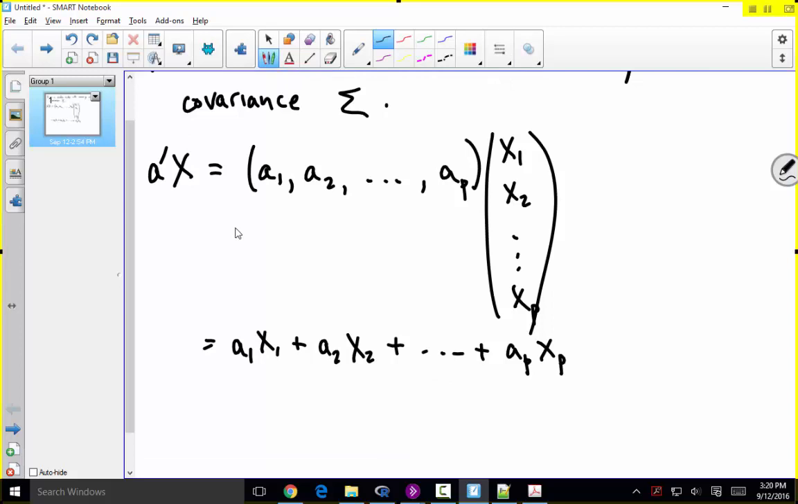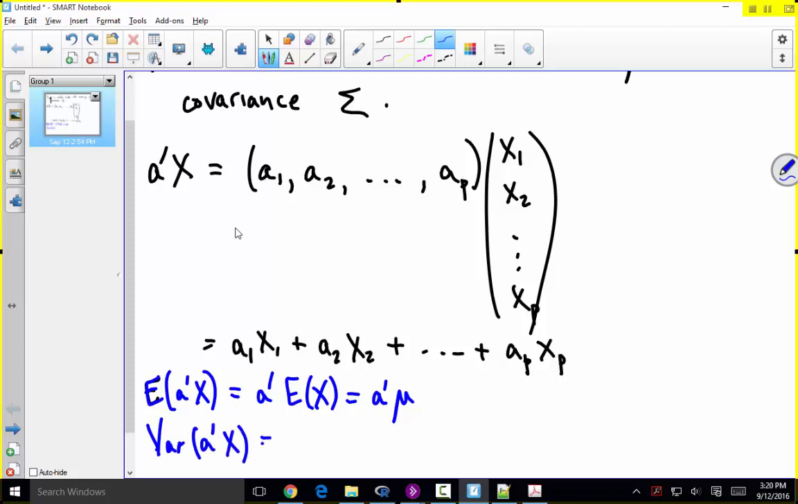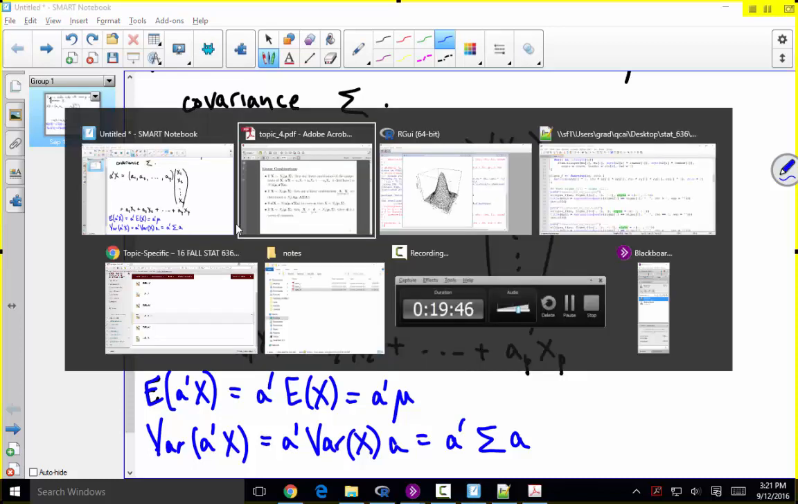And what we know from topic 2 is that the expected value of A transpose X is just A transpose times the expected value of X. And the variance of A transpose X is A transpose times the variance of X times A, the same thing as A transpose sigma A. So if you have a random vector X with a mean vector and a covariance matrix, any linear combination, once you figure out what A is, you can just plug and chug with this calculation and figure out means and variances. That's topic 2, and it's showing up here again.